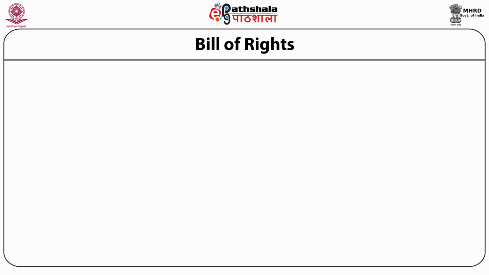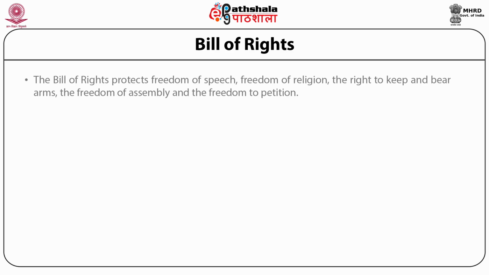Now, let's get into the nuts and bolts of the Bill of Rights. The Bill of Rights protects freedom of speech, freedom of religion, the right to keep and bear arms, the freedom of assembly, and the freedom to petition. Let me repeat that.